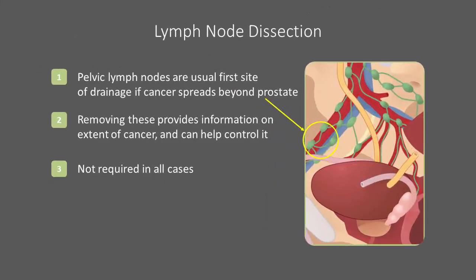The pelvic lymph nodes are the usual first site of drainage if cancer spreads beyond the prostate. Removing these provides information on the extent of cancer and can help to control it. It is important to understand that a formal lymph node dissection is not required in all cases, and individual situations and surgeon preference may vary.